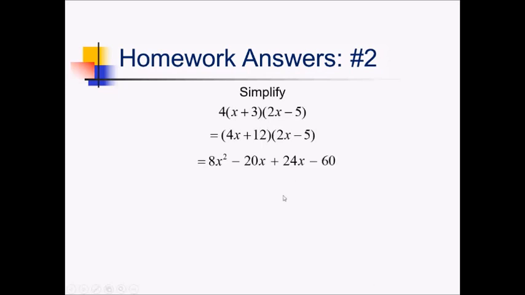Don't forget to combine like terms. Negative 20x combines with 24x to give us 4x in the middle. So we have 8x squared plus 4x minus 60.